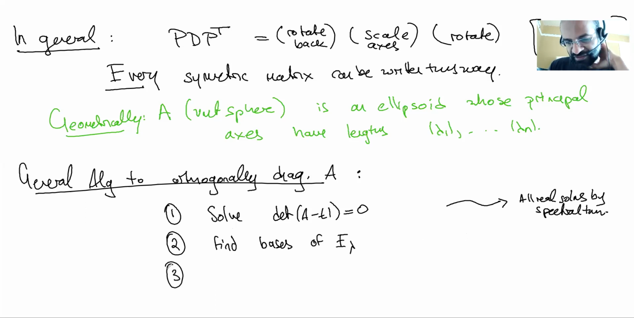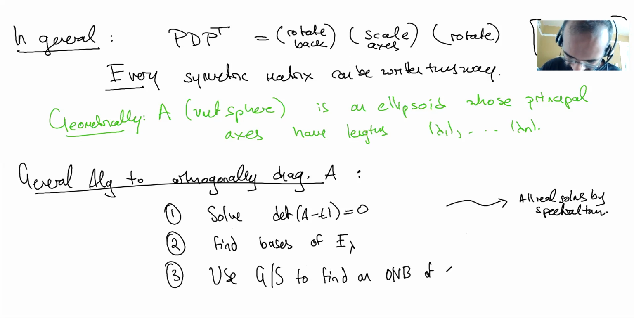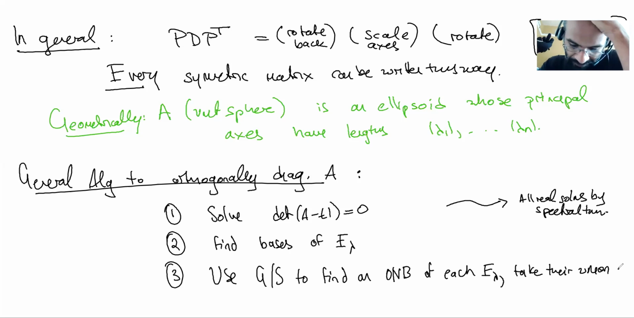And the only new step is, if you have multiplicity. If you have distinct eigenvalues, they're going to be orthogonal for free, right? But if you have multiplicity, you're going to need to make them orthogonal. So use Gram-Schmidt to find an orthonormal basis of each E lambda, and then take their union. So the algorithm is basically the same, except you may have to do a little Gram-Schmidt if you have an eigenspace with a high geometric multiplicity. You may need to enforce the orthogonality. So any questions?